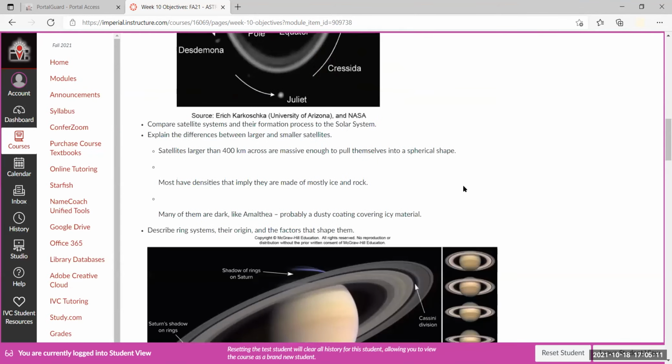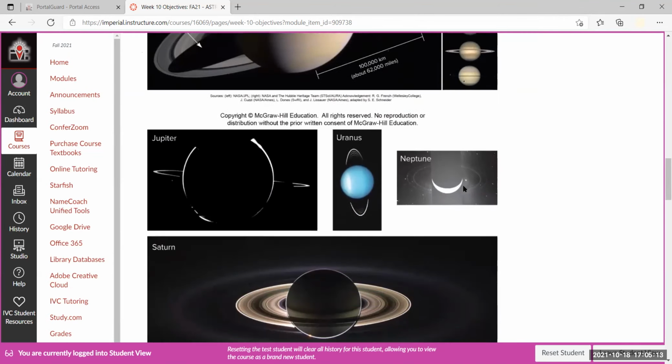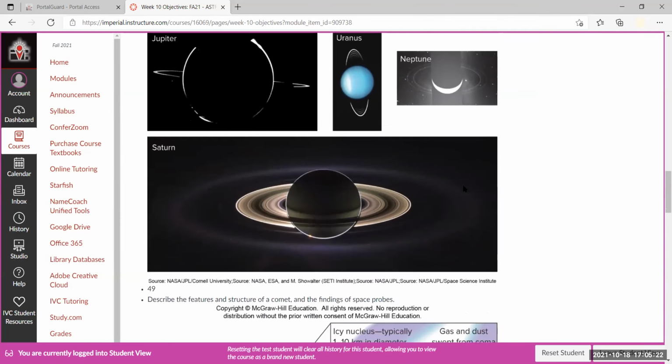for the outer planets. Outer planets, all of them have rings. That's a common feature for all of the outer planets. They all do have rings. Obviously, Saturn has a big ring structure.